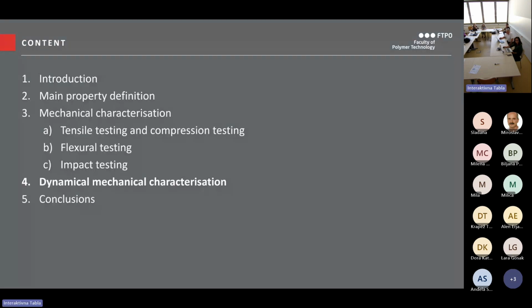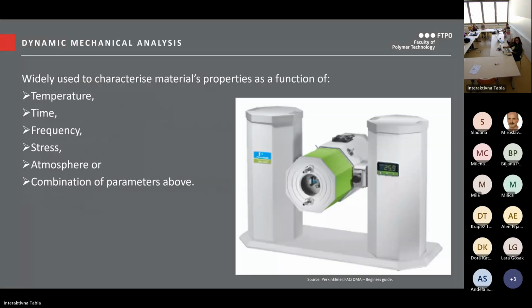Okay, so if we move further to dynamic mechanical characterization, DMA is actually widely used to characterize materials' properties as a function of temperature, time, frequency, stress, atmosphere, or a combination of all the parameters above.